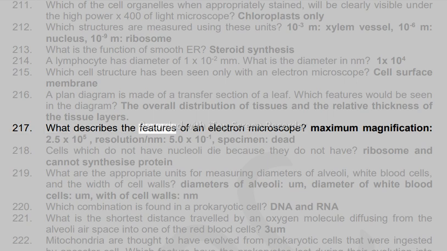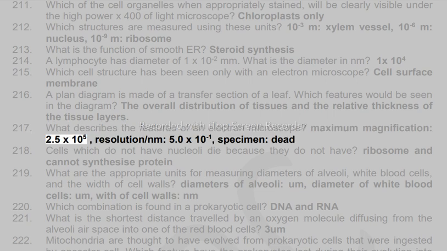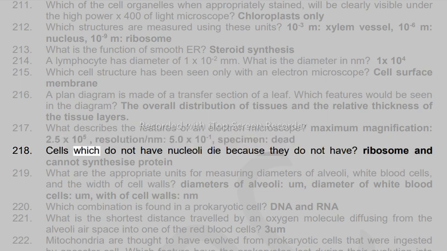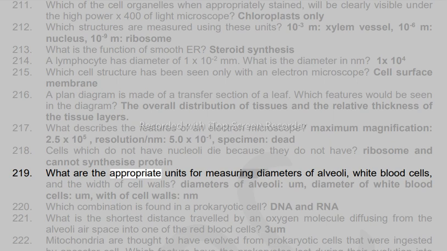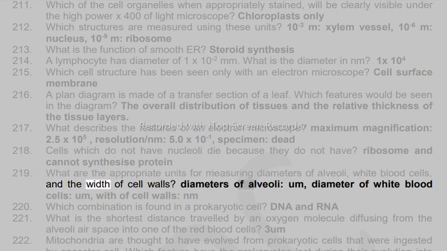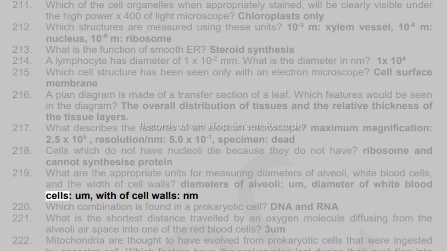217. What describes the features of an electron microscope? Maximum magnification 2.5 x 10^5, resolution 5.0 x 10^-1 nm, specimen dead. 218. Cells which do not have nucleoli die because they do not have ribosomes and cannot synthesize protein. 219. What are the appropriate units for measuring diameters of alveoli, white blood cells, and the width of cell walls? Diameters of alveoli, diameter of white blood cells, width of cell walls, nm.